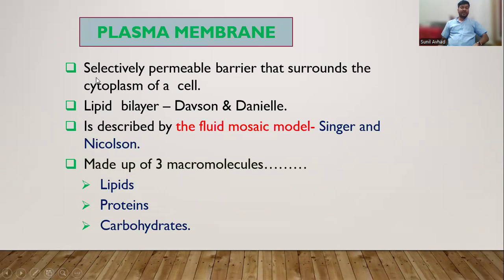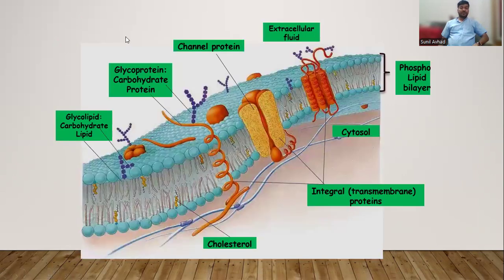First one, plasma membrane, a selectively permeable barrier surrounding the cell. Its lipid nature was given by scientists Nelson and Danny. It is described by the fluid mosaic model, Singer and Nicholson. Made up of 3 macromolecules, mostly lipids, proteins, carbohydrates. This is structurally or diagrammatically how the fluid mosaic model looks like. It is made up of phospholipid bilayer, glycolipids, glycoprotein, channel protein, as well as integral protein, extracellular fluid, cytosol part, as well as cholesterol in the diagram.